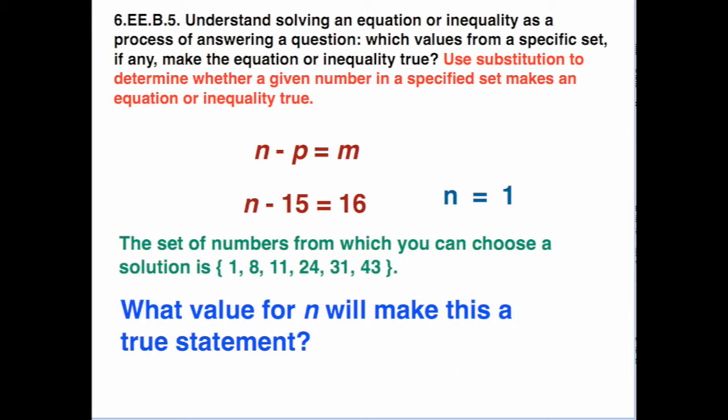Now, if we pay attention, the standard says to use substitution to determine if a number makes an equation true. If the students just jump in and try to do the calculations in their head, they might make a mistake like what happens here. Apparently, this student did not follow the standard. They did not use substitution. They just figured, okay, the difference is 1. Now, if we do use substitution and we plug in the 1, we'll notice that this isn't correct. That doesn't come out to be 16. If we follow the process and we use substitution, we will discover that 31 is the correct answer, because 31 minus 15 is 16.